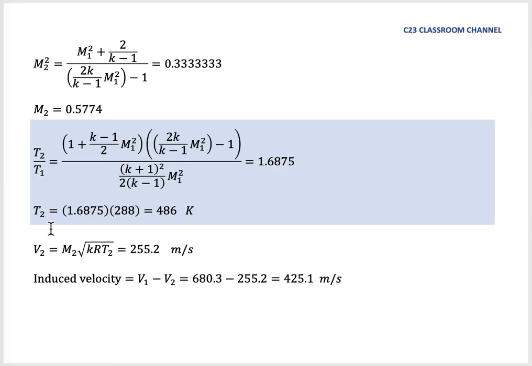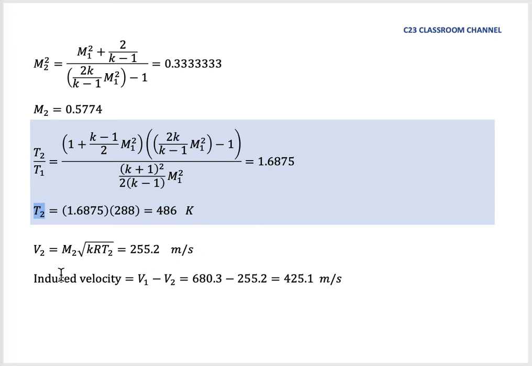1.6875. To get temperature after the shock wave, we multiply 1.6875 with the temperature before the shock wave, which is 288 Kelvin, to get the value of T2, the temperature after the shock wave, as 486 Kelvin.